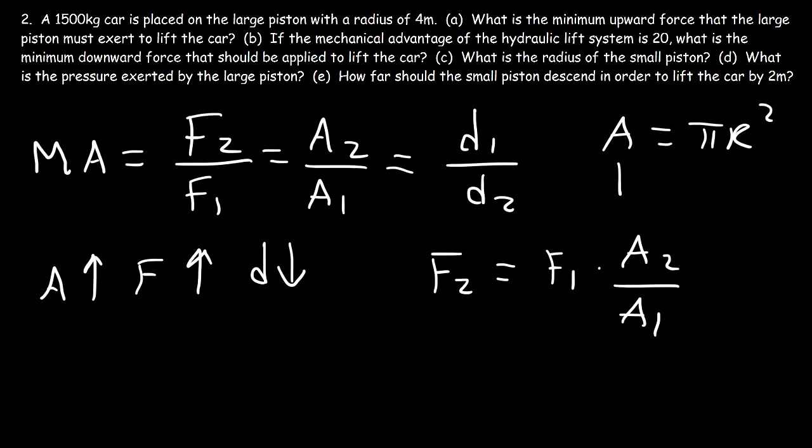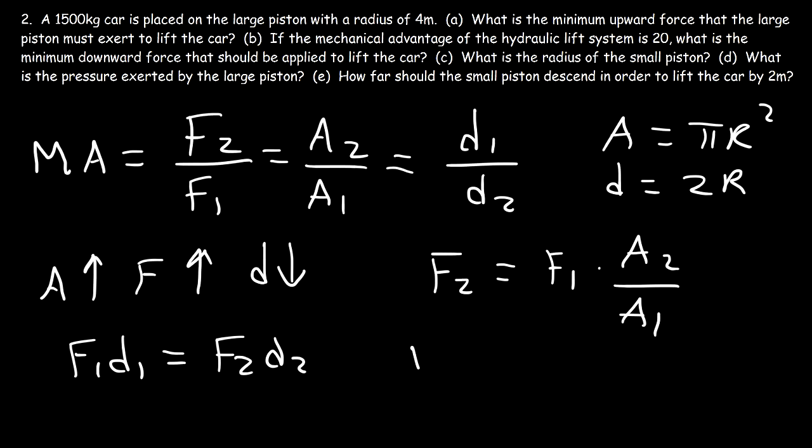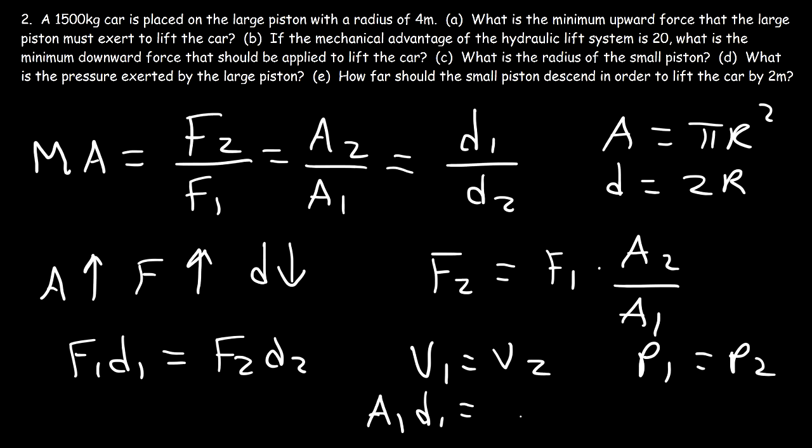And keep in mind that the diameter is twice the value of the radius. This is not the distance that you push down the piston by. So just make sure you understand that. And then the input work, F1 D1, has to equal the output work, F2 D2. And the volume has to be constant. So V1 equals V2, and the pressure is constant. P1 is equal to P2. And for volume, you can say that A1 times D1 is equal to A2 times D2. So there's a lot of formulas that you could use for the hydraulic lift system. And so if you want to write them down, here it is.